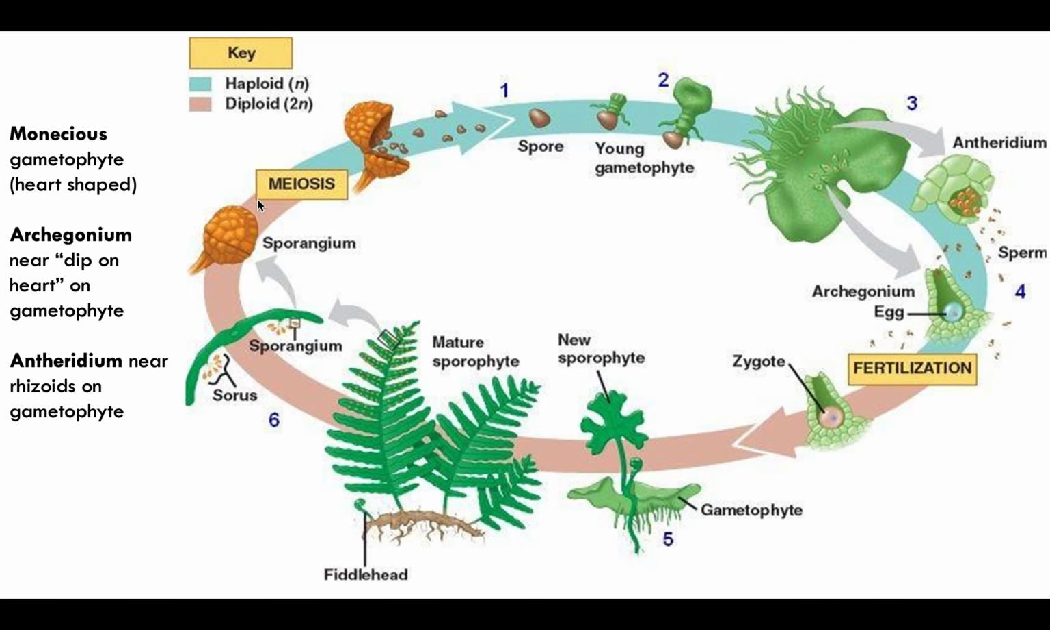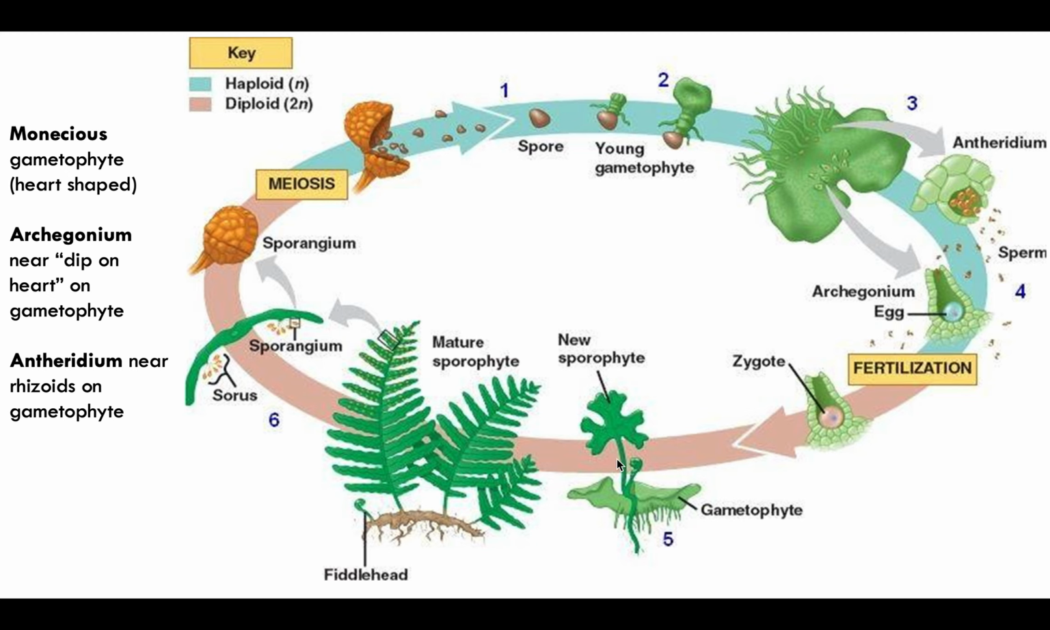So here is our alternation of generations for our ferns. Like I mentioned before, the spore germinates into a young gametophyte, which is monoecious, meaning it has both male and female parts on it. We have the antheridium, which produces the sperm, and then we have the archegonium, which produces the egg. They're going to fuse together via fertilization into a diploid zygote. The zygote's going to grow up into a sporophyte, which looks like it's growing out of the gametophyte, but I'll tell you, it's just independent, and that gametophyte shrivels up and dies, okay?